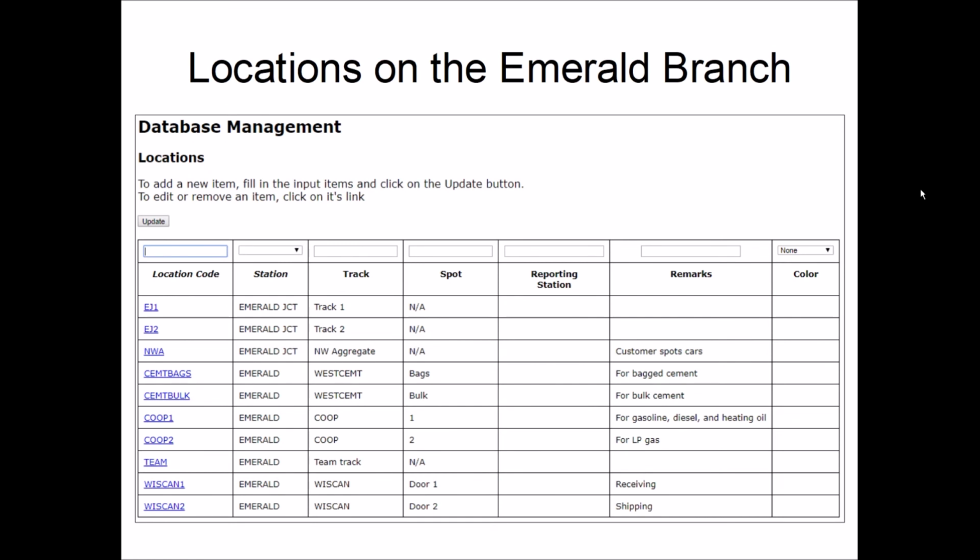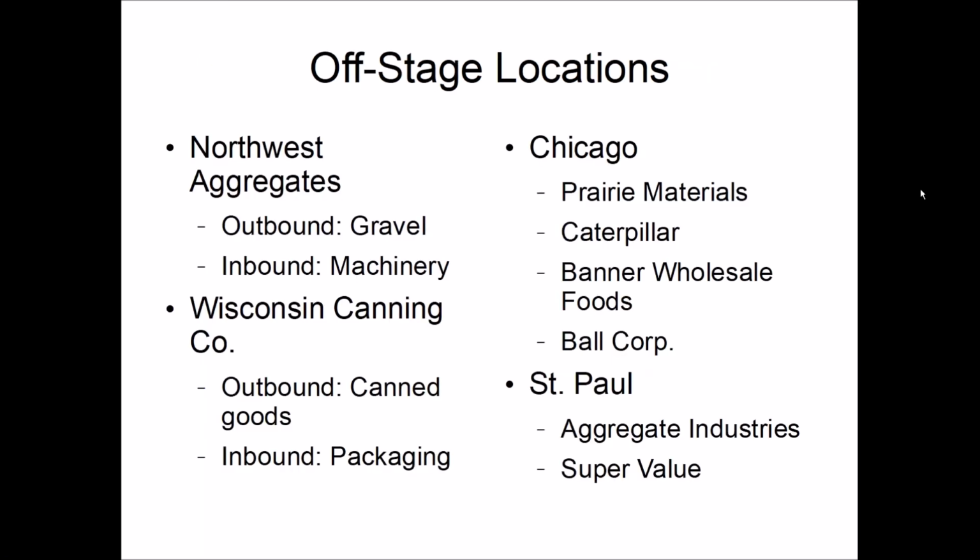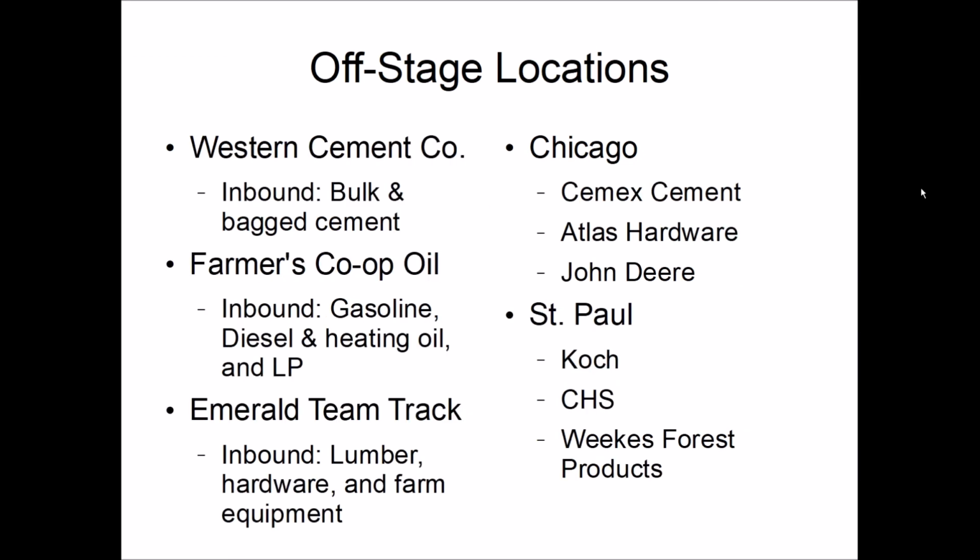Now we're going to be talking about some off-stage locations as well. Our customers have to have places where they can send shipments, and from which shipments can be sent to them. So looking at our two customers that both ship and receive, Northwest Aggregates can ship material both to Prairie Materials in Chicago and to Agricultural Industries in St. Paul. Wisconsin Canning ships to Banner Wholesale Foods and Super Value. Northwest Aggregates in turn gets equipment from Caterpillar, and Wisconsin Canning gets supplies from Ball out of Chicago.